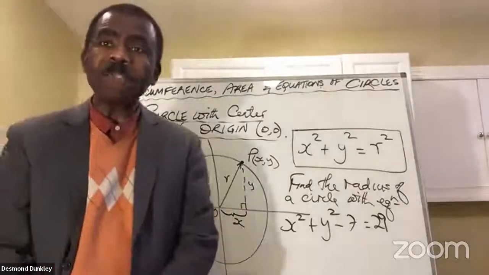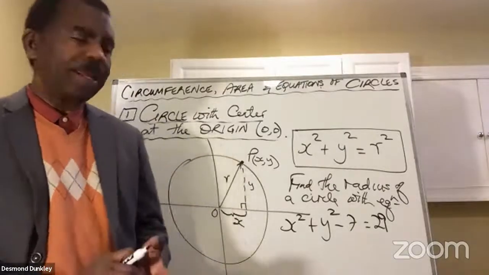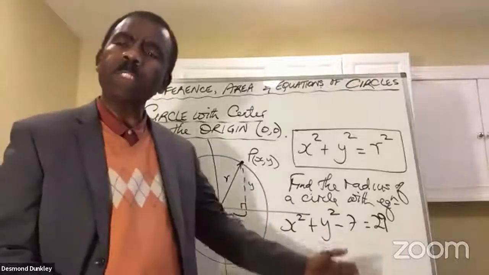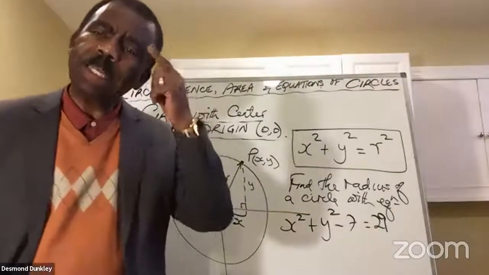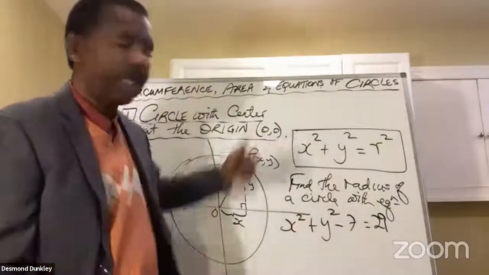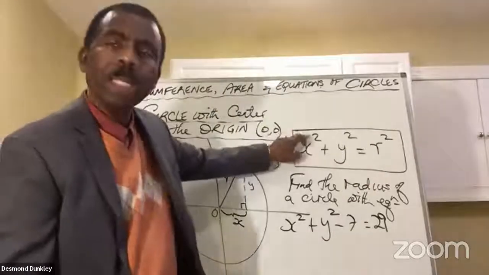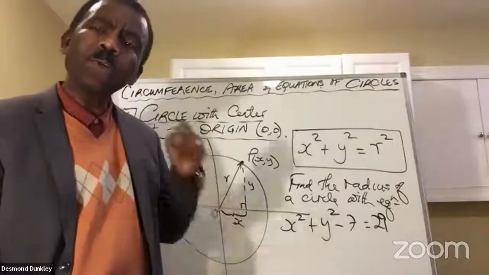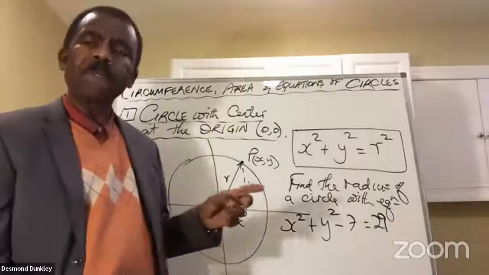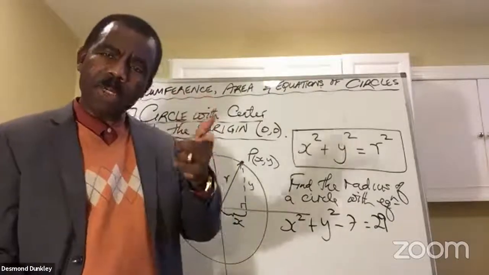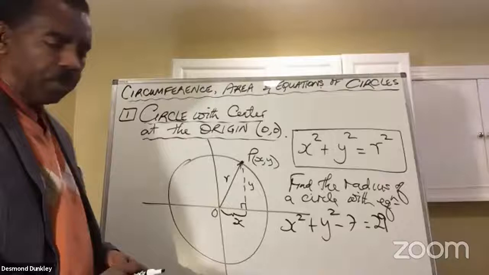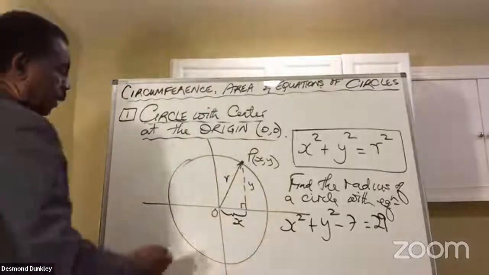Well, the way you answer a question like that is to take the equation you're given and see if it matches the template. See if you could get it looking like this. And when you do that, you'll be able to identify the radius. So, how do we proceed? Let me get some space over here.